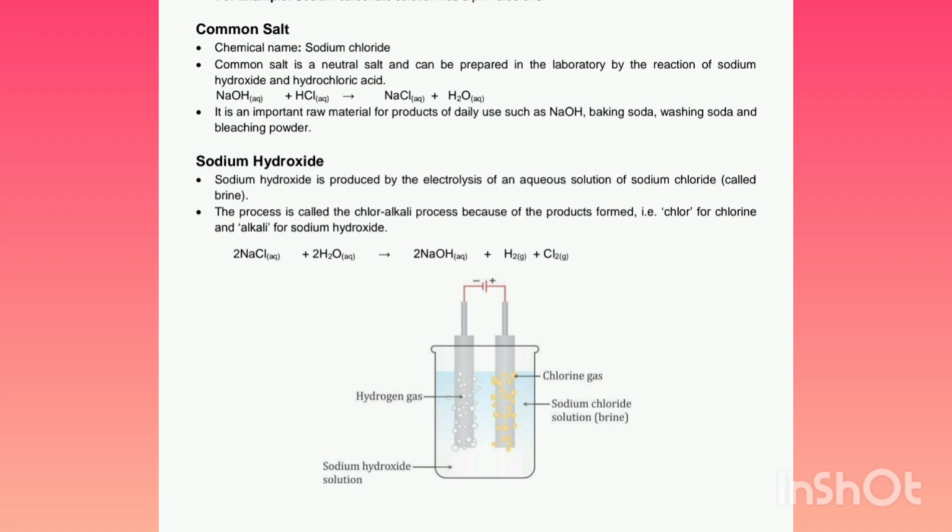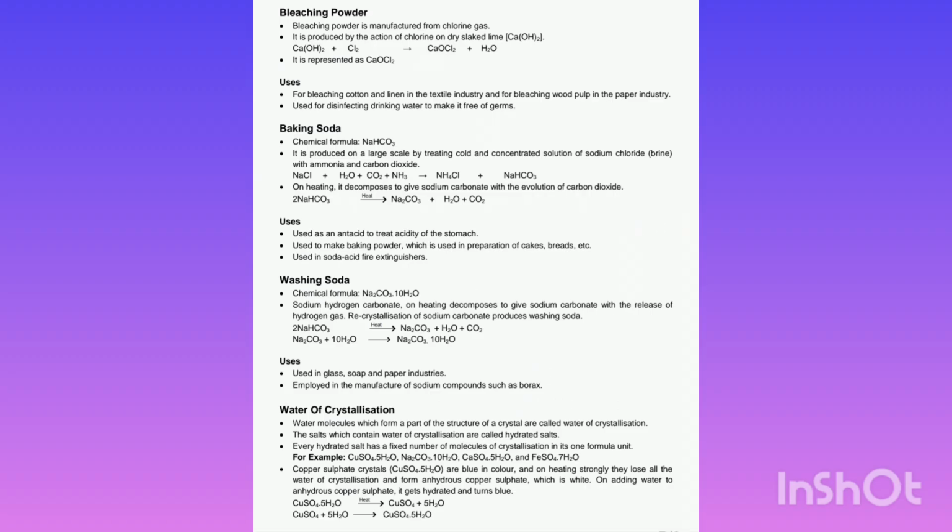Next is sodium hydroxide. How is sodium hydroxide prepared? It is prepared by the electrolysis of an aqueous solution of sodium chloride. The process is called the chloroalkali process because of the products formed. Chlor means chlorine and alkali means sodium hydroxide. So 2 NaCl plus 2 H2O forms 2 NaOH plus H2 plus Cl2, as you can see in the picture.